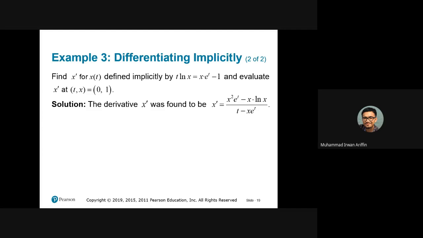And don't forget what you have found. This is only the slope, and you are asked to evaluate, find the derivative at a specific point. So this is the slope that we have found previously. So assuming that you will be able to get this, you should be able to get this.